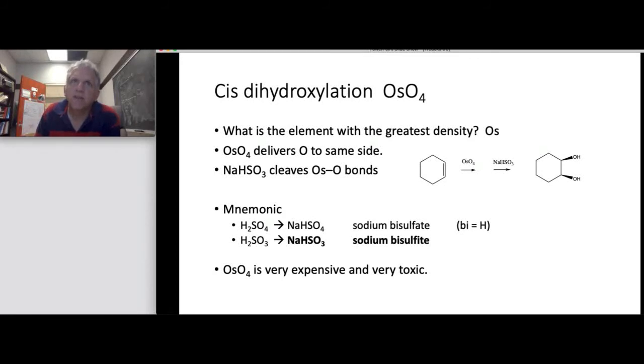H2SO3, rather than sulfuric acid, is sulfurous acid, and this is sodium bisulfite. Okay, so it's one fewer O, and then I replace an H with an Na. Maybe you don't remember that at all, then you just have to remember a random gibberish of letters, NaHSO3. Okay? But I need that in the reaction in order to make it go, otherwise it doesn't work.